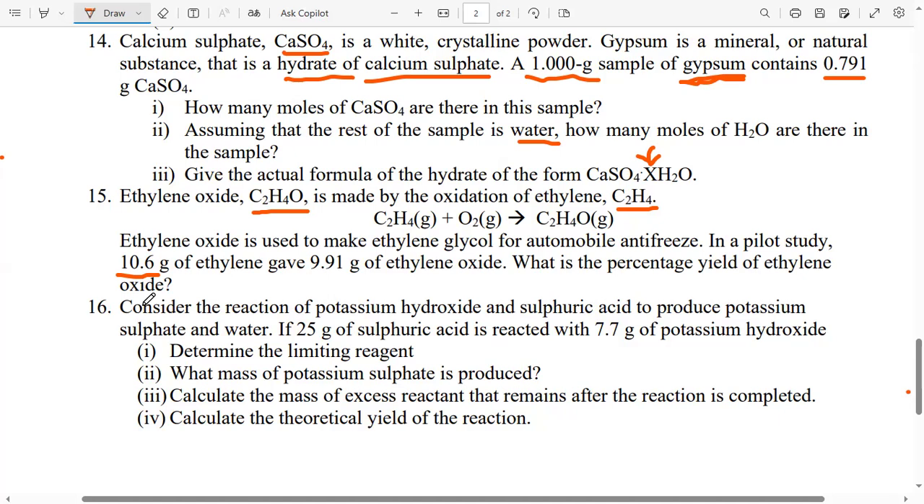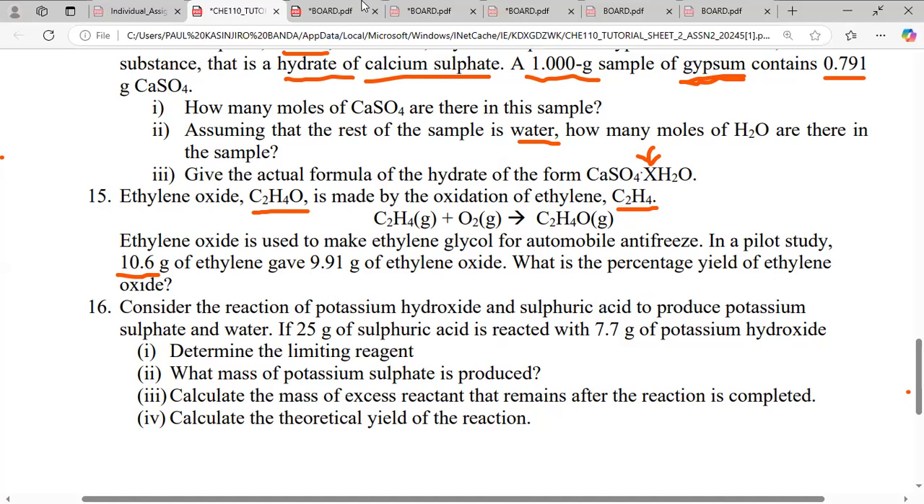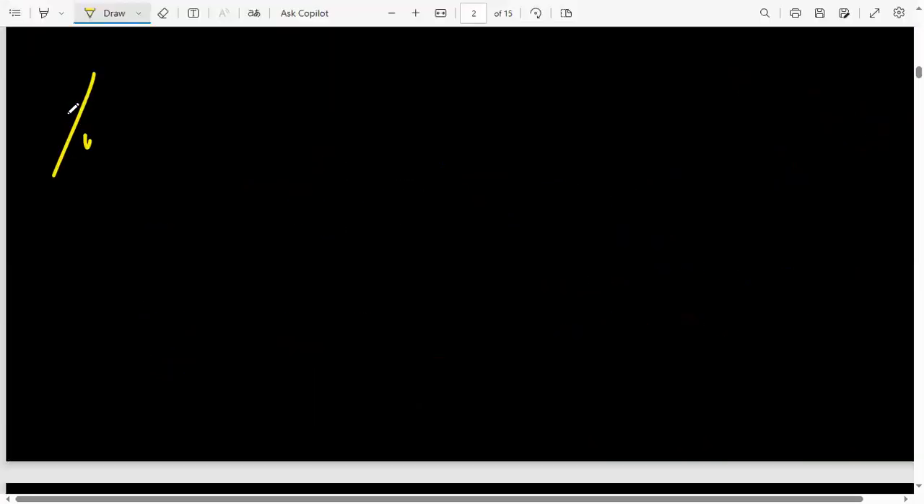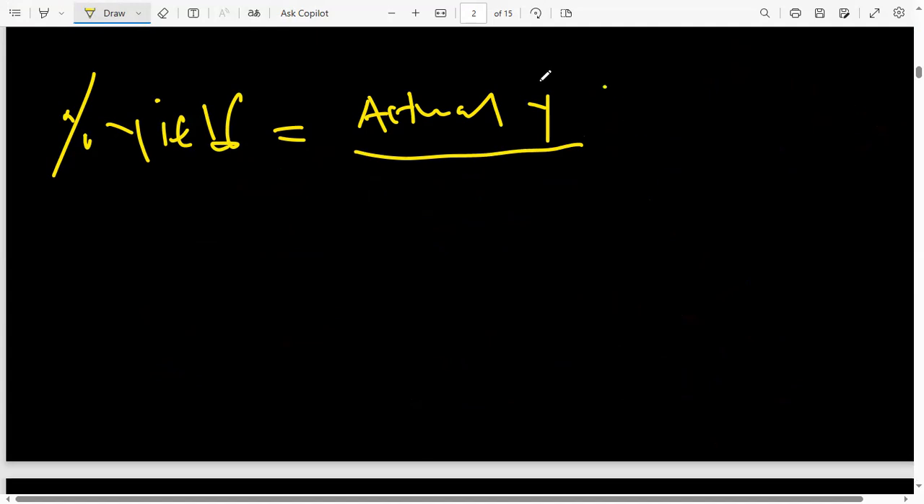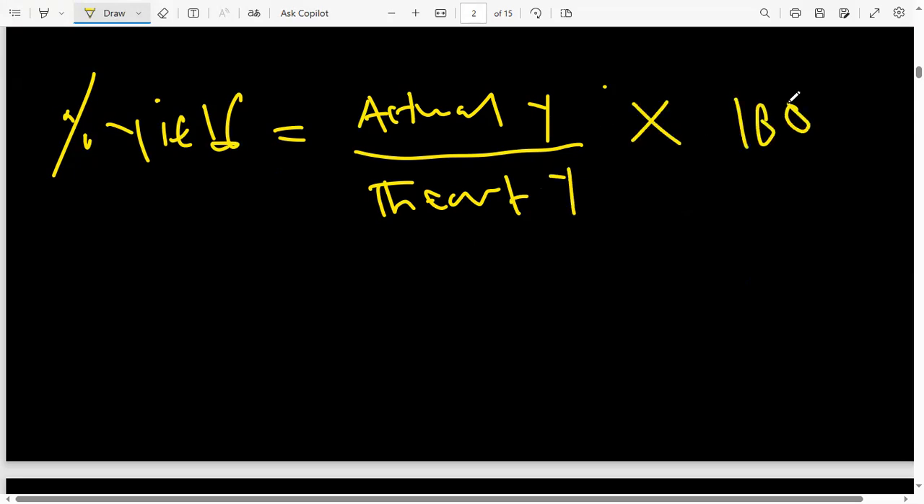The percentage yield is found by dividing the actual yield by the theoretical yield, and then you multiply by 100. I'm sure you know them. So let's write the formula here. Percentage yield is equal to actual yield divided by the theoretical yield, and then multiplied by 100. So this is the formula that we are going to use.